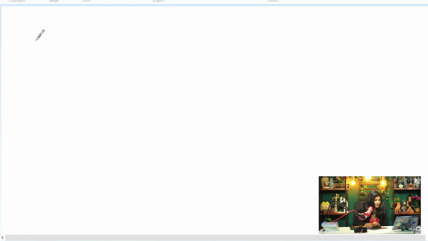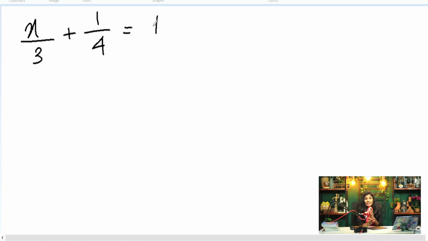Okay, so the next one. This is a different form. X over 3 plus 1 over 4 equal 1. Here in this question, in the left hand side of the question, we have addition of two fractions. So to simplify this kind of question, we have to make a common denominator and make the left hand side into a one single fraction. Okay.